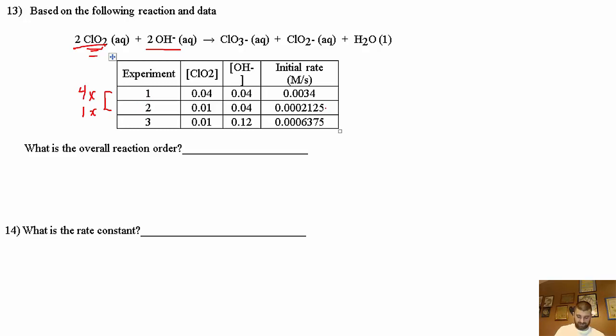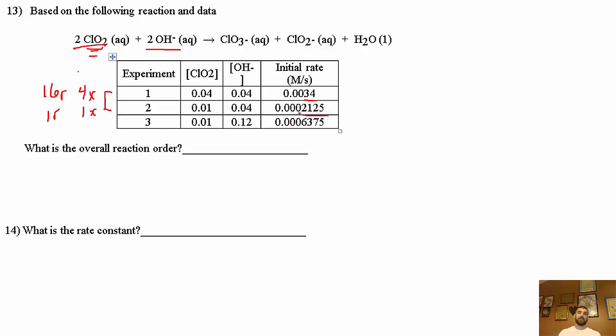Holy crap, that's some big numbers. What do I got to do? You just divide. You do a little division. 0.34 divided by 0.0002125, and you get a number. You get 16, right? So you go from 1R to 16R for the reaction rate.